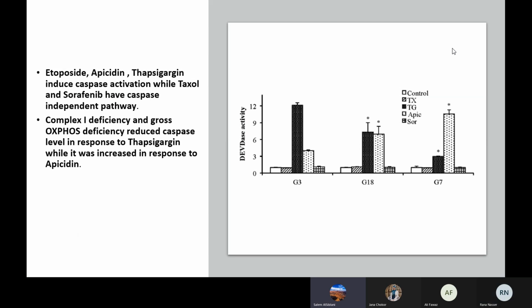In this experiment, we tested the role of both complex 1 and OXPHOS in 4 different agents. So we used cells that lack either complex 1 or OXPHOS fragments. The results show that etoposide, apicidine, and thapsigargin induce caspase activation, while Taxol and sorafenib have caspase-independent pathways. Complex 1 deficiency and the gross OXPHOS deficiency reduced caspase level in response to thapsigargin, while it was increased in response to apicidine. And now, Jana, the stage is yours.